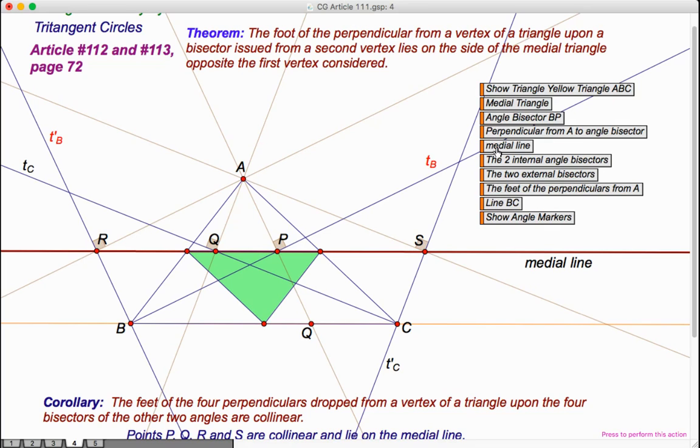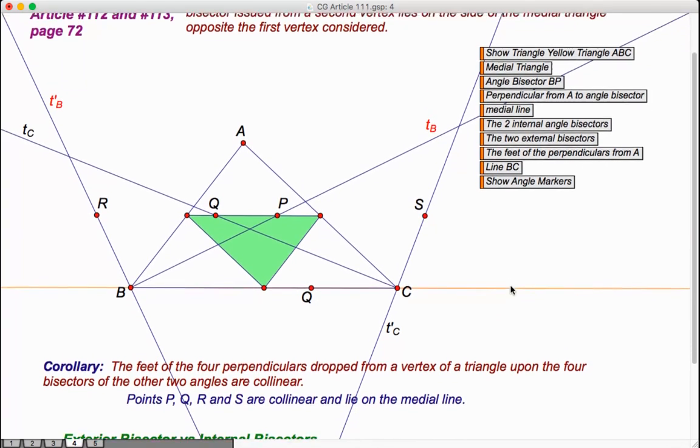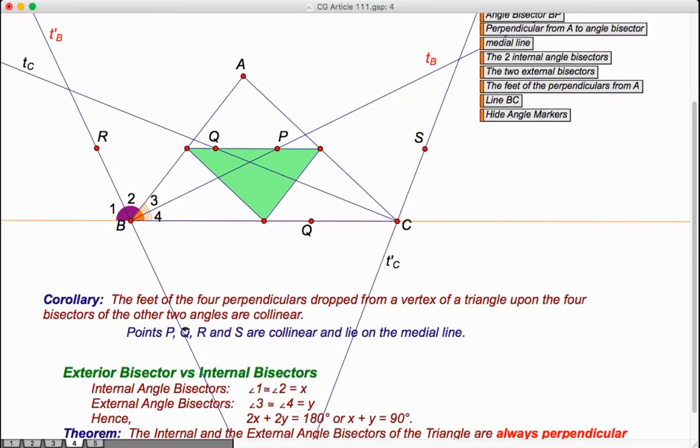Let us try to hide certain things so that it will be much clearer for us now. What else do I need? I need to get rid of this. But if you notice, people, I want to mark that this angle and this angle are congruent because they have been cut by this angle bisector. So let's label the angles here. You notice that angle 3 is congruent to angle 4, and angle 1 is congruent to angle 2.